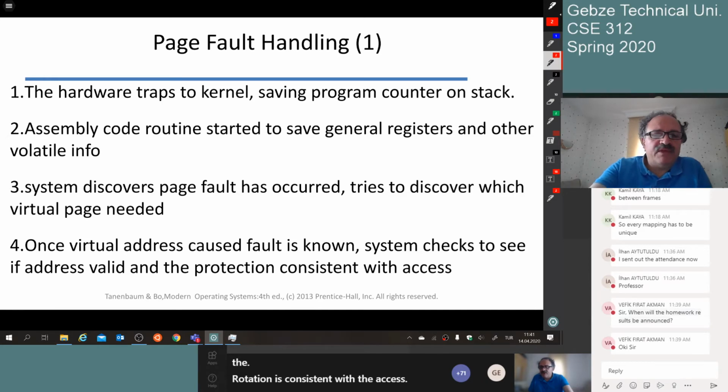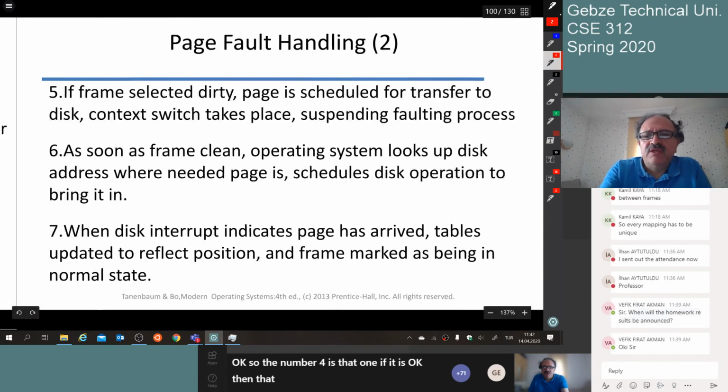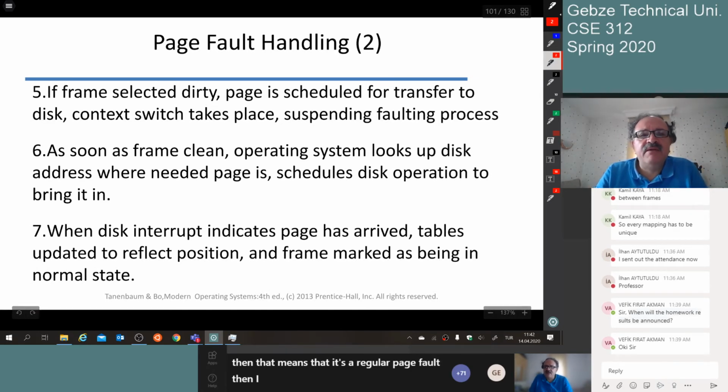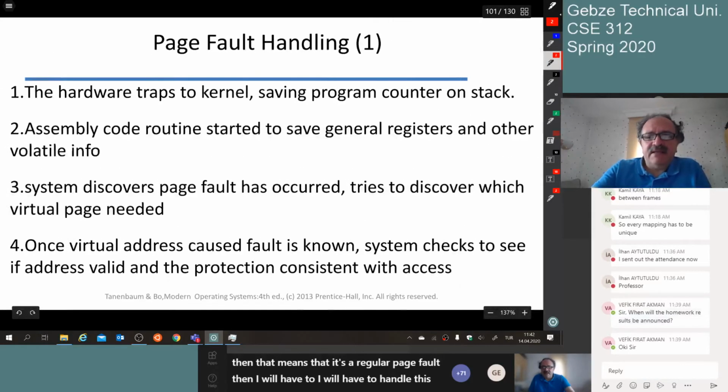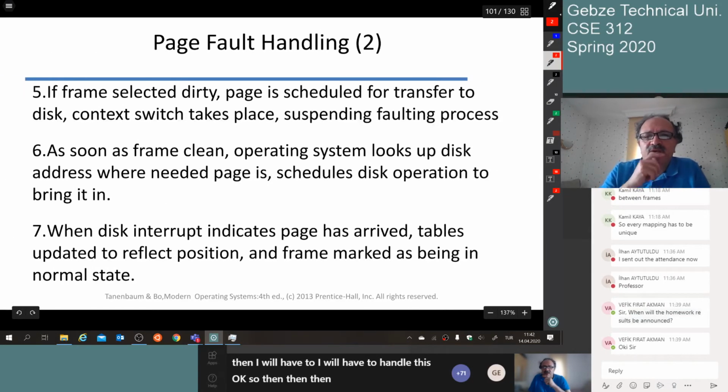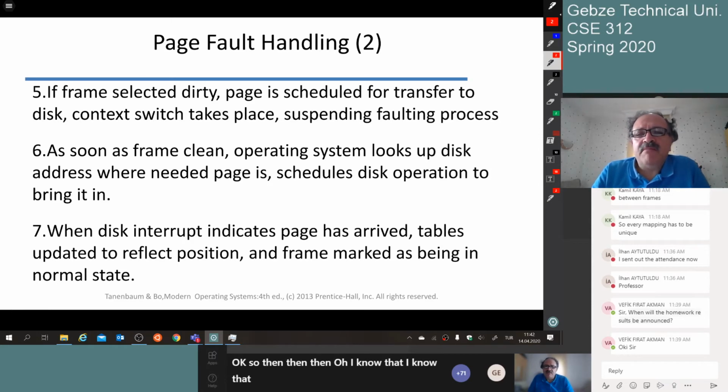Okay, so the number 4 is that one. If it is okay, then that means that it's a regular page fault. Then I will have to handle this. When I know that, I need to make a page replacement if I have to, and if the page to be replaced is dirty, which means that it is modified, that page has to be scheduled to transfer to the disk. Okay, so this will take a lot of time.